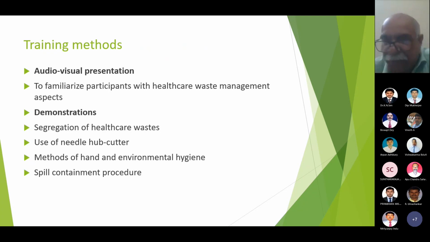And when we are going for the training methods, one is the usual audiovisual presentation. That is one method. But for the healthcare workers at the facility level, demonstration and on-the-job training is very important. There has to be practical demonstration and on-the-job training for the segregation of the healthcare waste, how to segregate the waste into the different containers, how to use the needle cutter and handle the waste, what are the safe work practices, methods of high-level environmental hygiene, and what are the spill containment procedures, like what is the protocol for the management of a blood spill, what is the protocol for the management of a mercury spill, and what are the precautions. So all these have to be better taught through demonstration methods as well as on-the-job training.